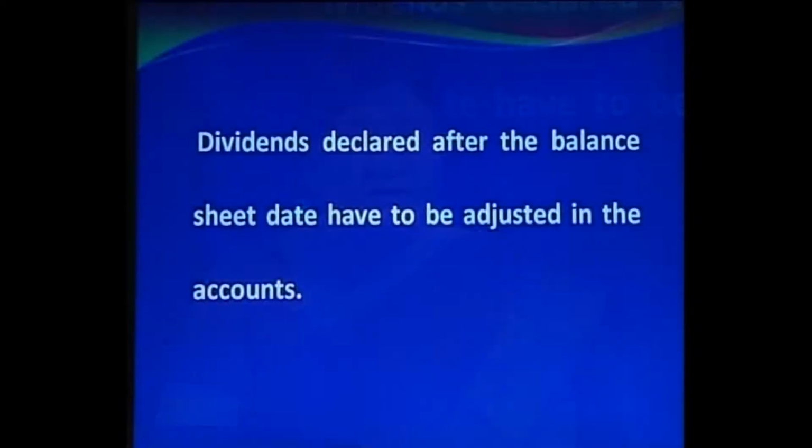Now, there is one more aspect which is known as dividend. Dividend declared after the balance sheet date has to be adjusted in the accounts, whether we know it or not. Any final, interim, whatever dividend has been declared, it has to be adjusted in our books of accounts. So, these are the broad parameters which we have learned in detail in relation to accounting standard 4. While contingencies we have altogether excluded, we shall learn them in detail under AS 29.